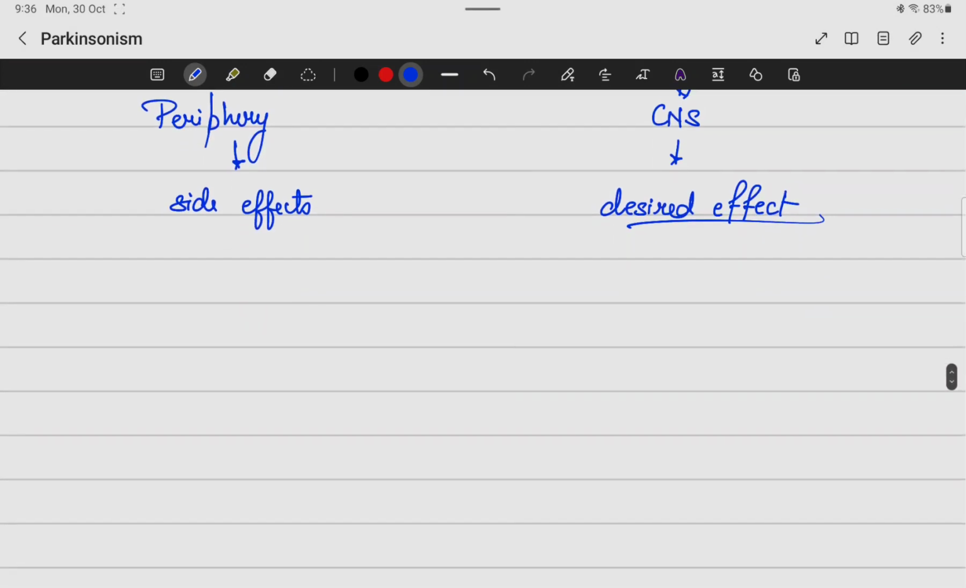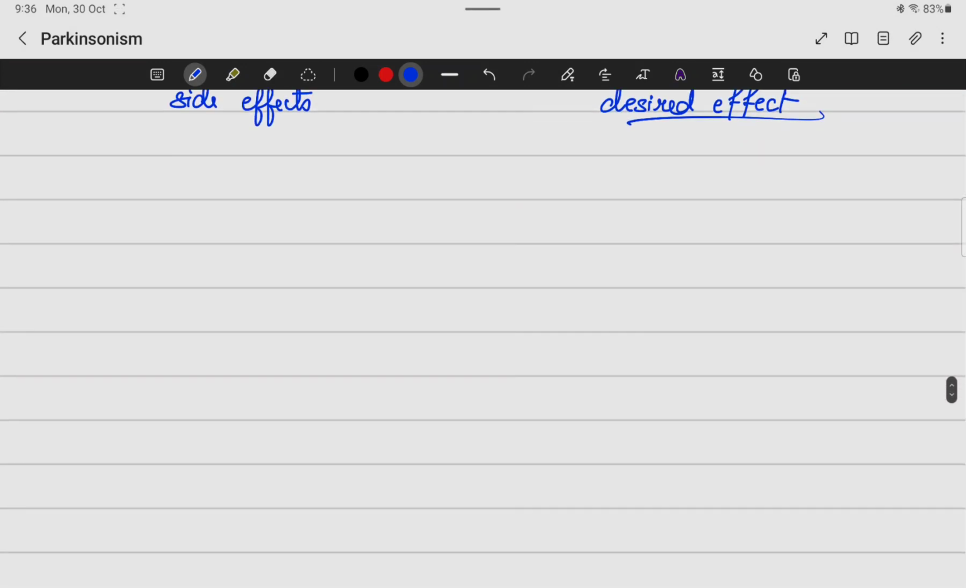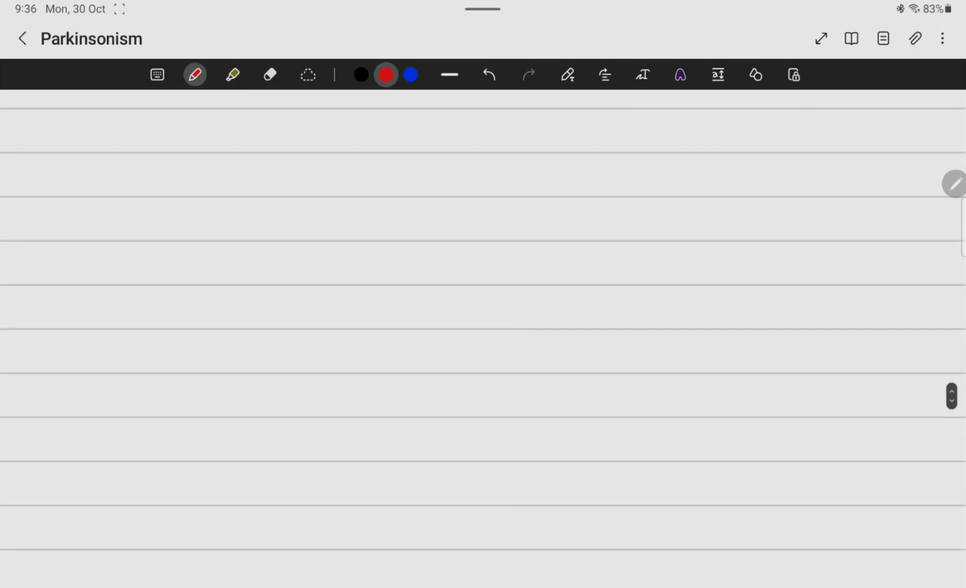Now, what's the problem with this drug? A lot of it gets converted to dopamine in the periphery via the enzyme dopamine decarboxylase. So what we can do is inhibit this enzyme. There are other drugs called decarboxylase inhibitors.